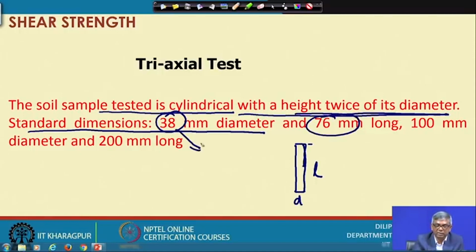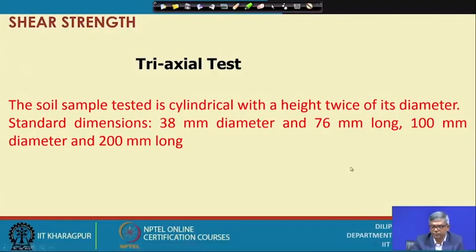and it was originally actually 1.5 inch and 3 inches. As you convert it, it comes to this. Most triaxial apparatus in laboratories are capable of testing a sample with diameter 38 millimeter and length 76 millimeter, and in some cases we can also have 100 and 200. So, L by D of 2 always has to be maintained to get the best result. So, this is regarding the sample.